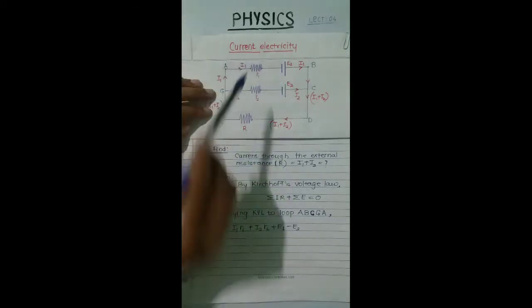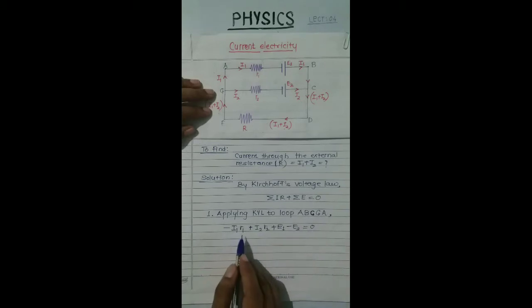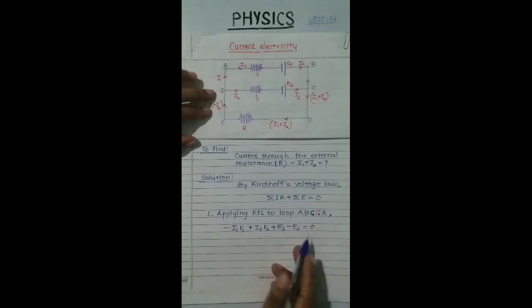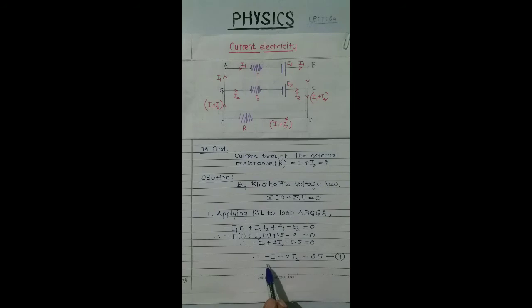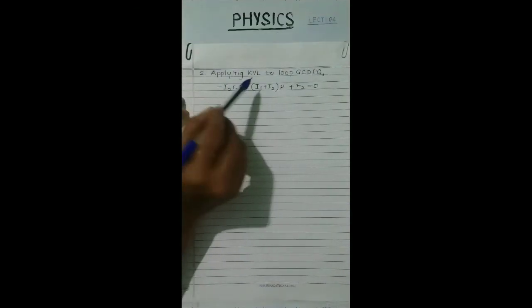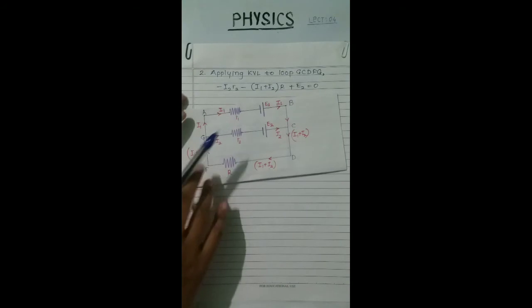So for this loop we have got this equation: minus I1 R1 plus I2 R2 plus E1 minus E2 is equal to 0. Now substitute given values and simplify it. Simplifying, we get the equation minus I1 plus 2I2 is equal to 0.5. Let it be equation 1. Now KVL to loop G, C, D, F, G gives another equation.